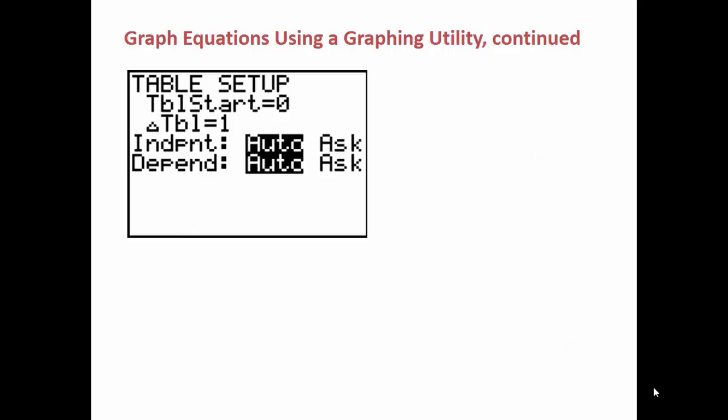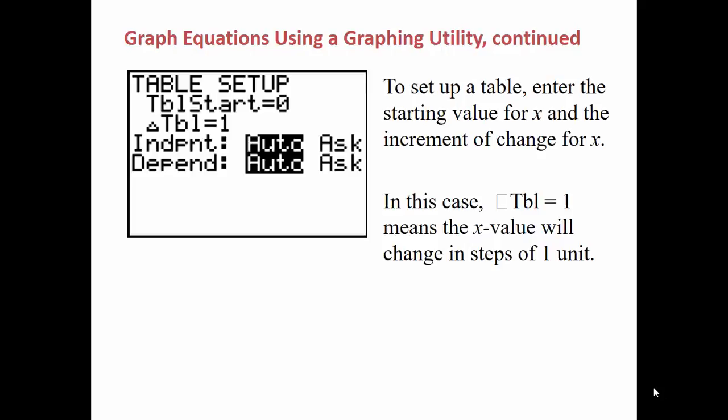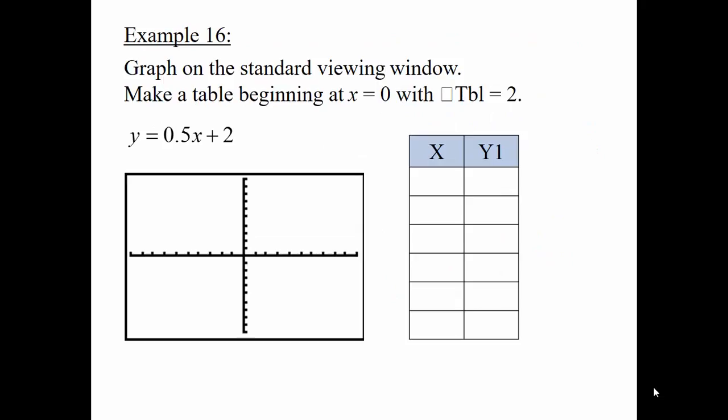Table setup. Main thing that's important here is delta table. You're going to count by 1. If you want it to count by 2 or 0.1 or whatever, you can set that there. Okay. Graph on the standard viewing window. Make a table beginning at x with delta table equals 2.